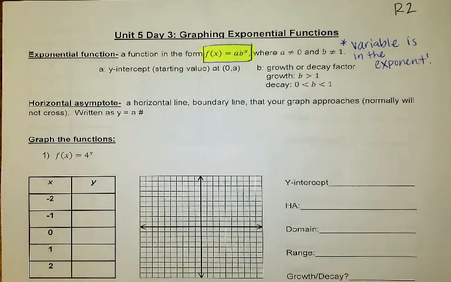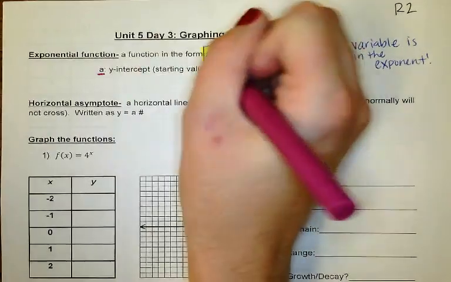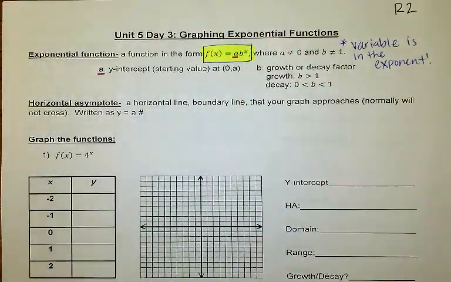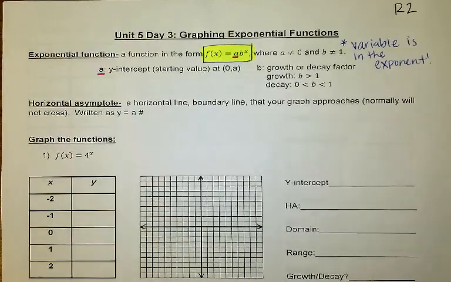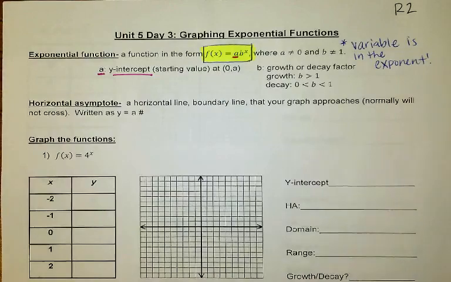All right? Now, some important things to make sure that we identify in our graph here today is our a value, this initial a value. The initial a value is our y-intercept. Okay, so this is what they look like.